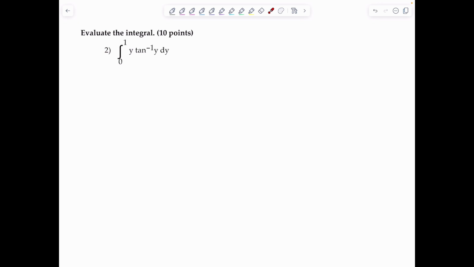So this is by parts time. Anytime you have an inverse trig function, you're going to let that be u, because we don't know the antiderivatives of inverse trig functions without using integration by parts to compute them. So let's hop to it then. u is going to be tan inverse of y, and dv is y dy. Now let's take the derivative du. The derivative of tan inverse of y is 1 over 1 plus y squared dy. And v, the antiderivative of y, is just 1/2 y squared.